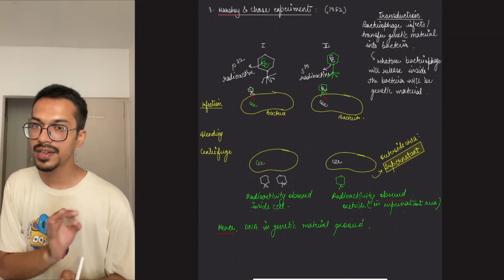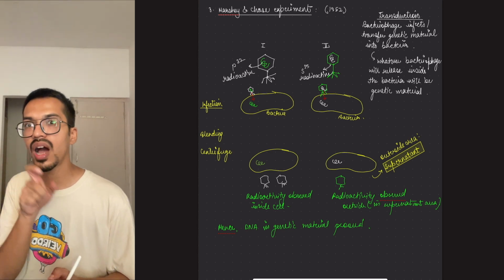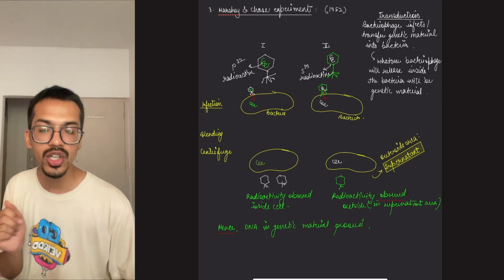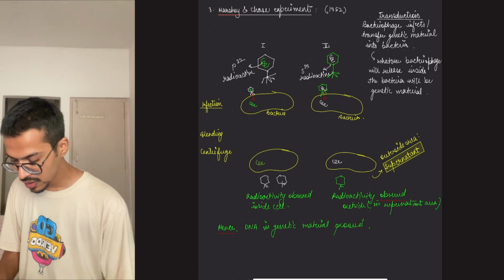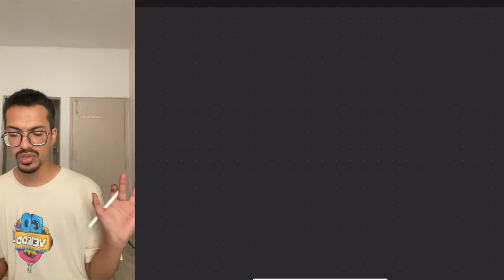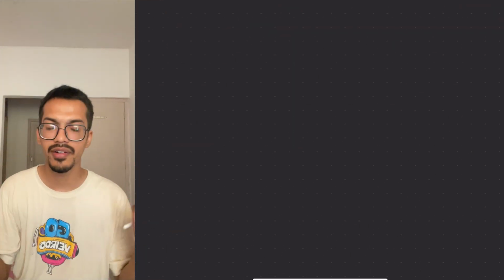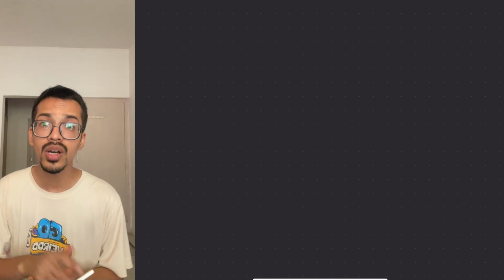Now let's see why RNA did not become the genetic material. Why does only DNA become the genetic material? The question is, if I had to tell you the difference between DNA and RNA, you can check it out in the shorts video. Here I'm going to simply tell you why not RNA.